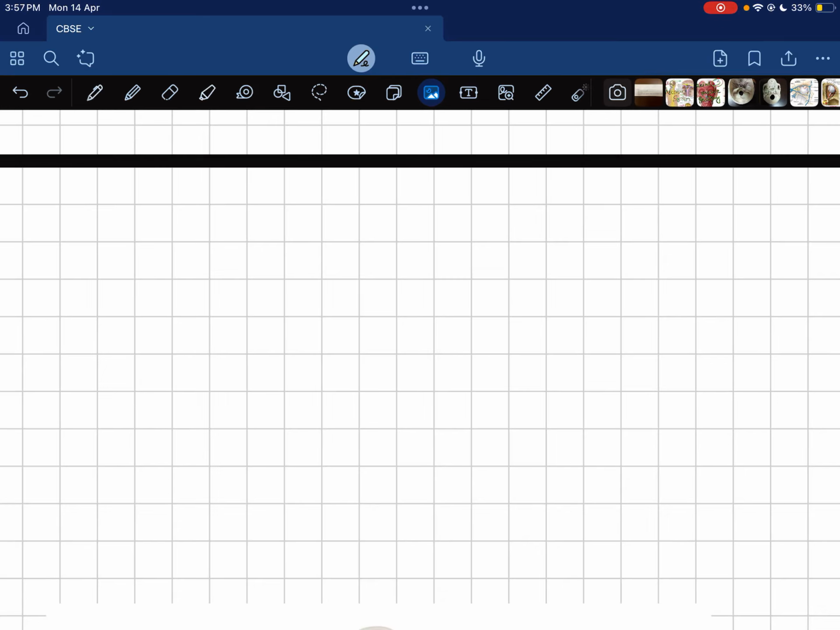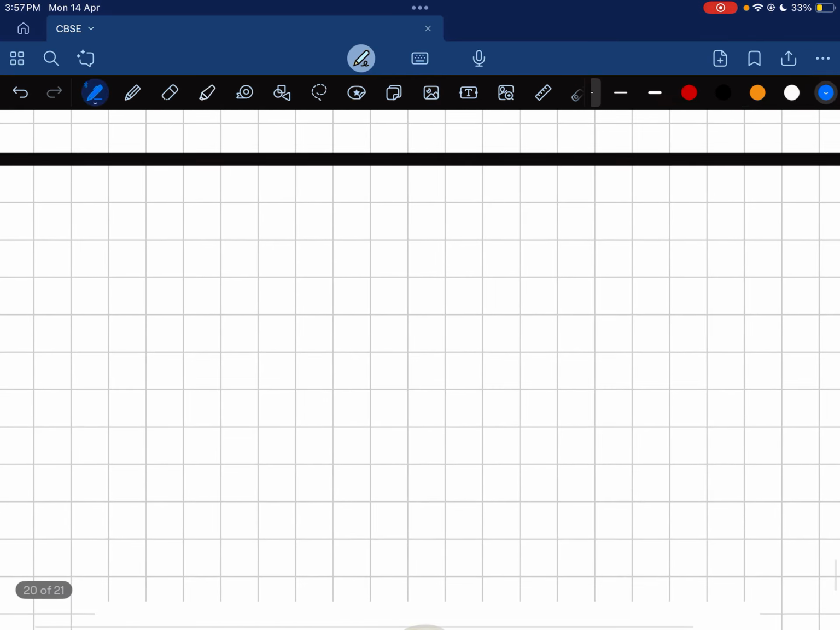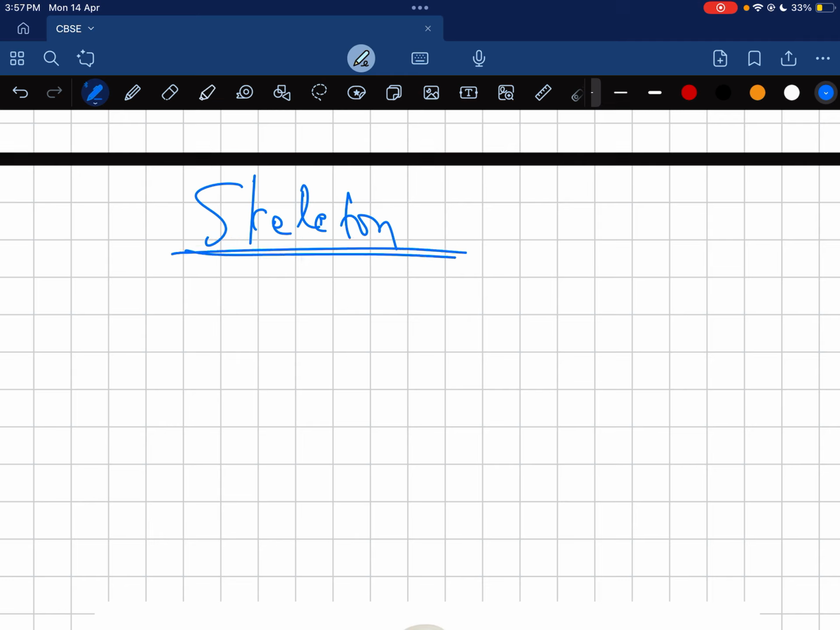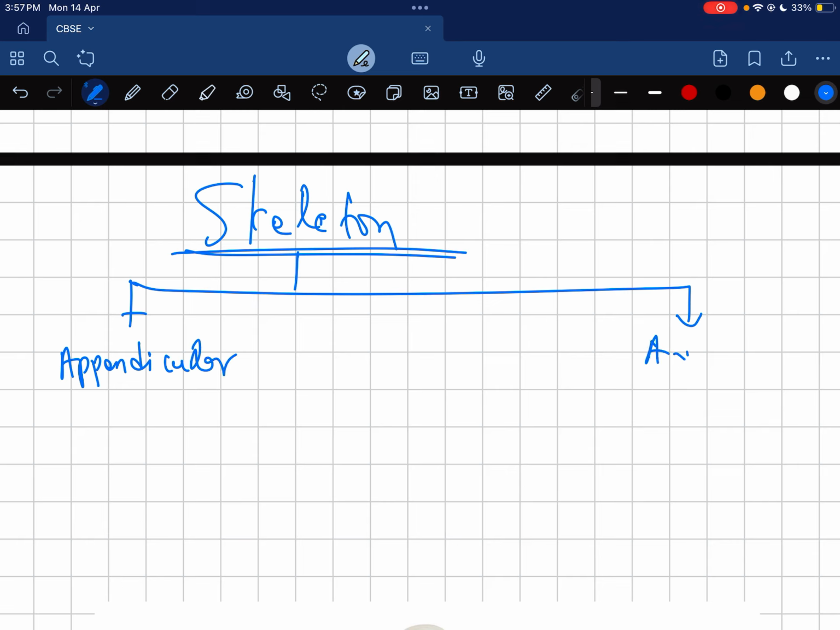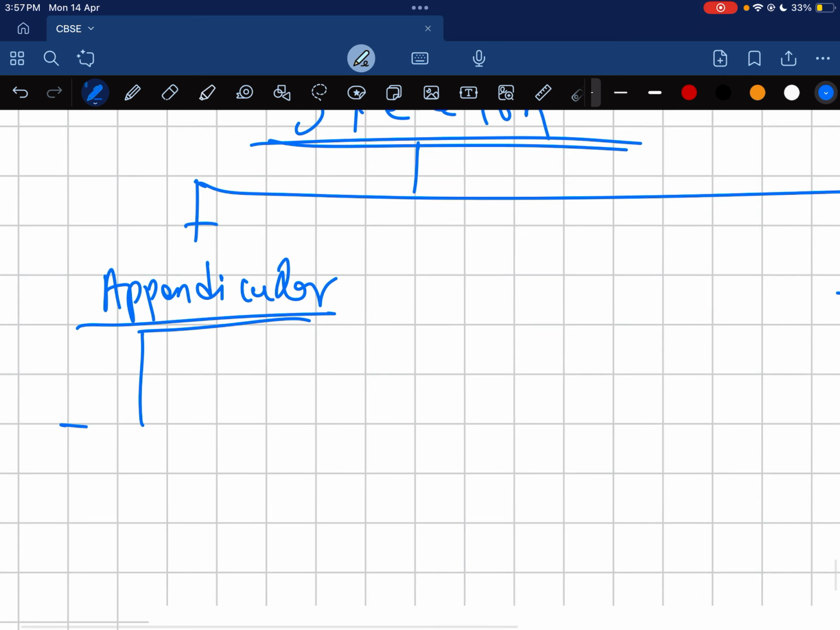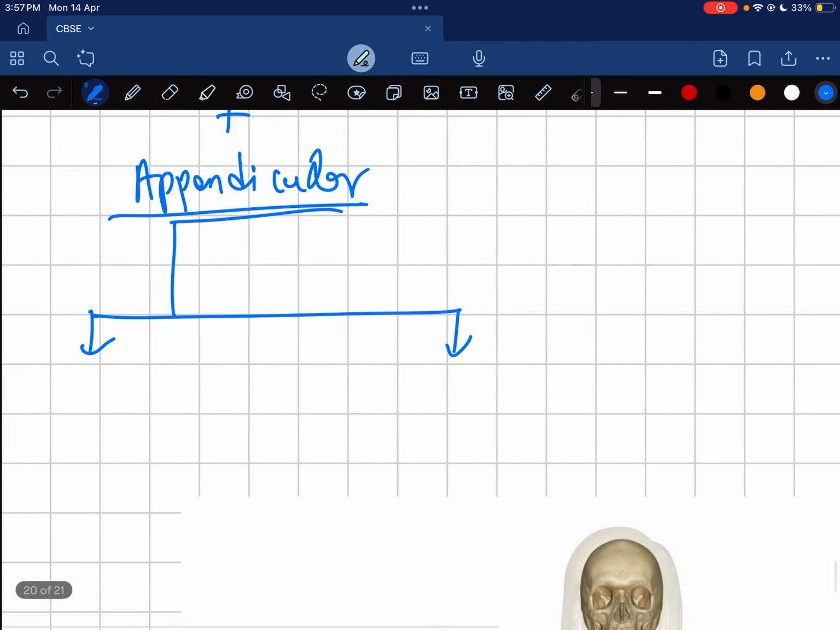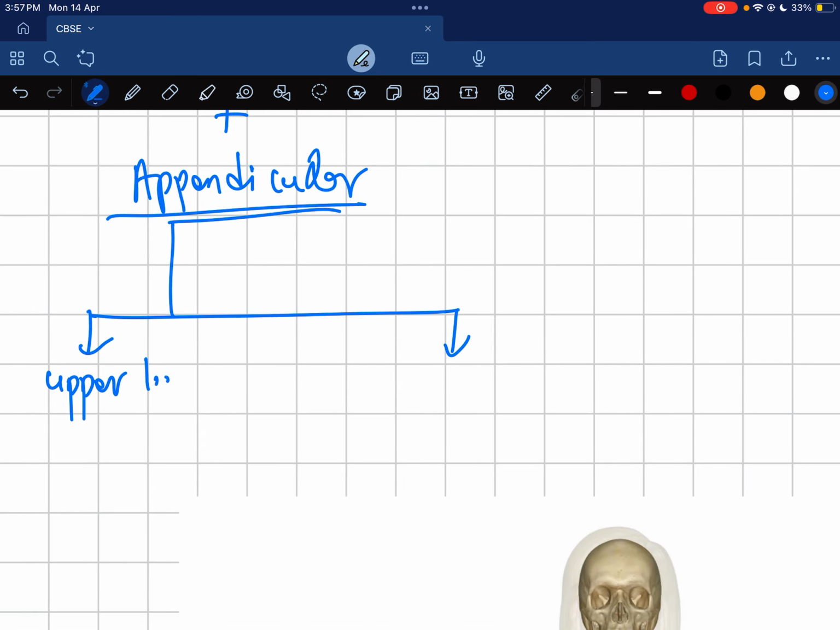Now we are going to discuss the skeleton system. In the skeleton system, the skeleton is divided into appendicular and axial. In appendicular, we discuss the upper limb and lower limb.